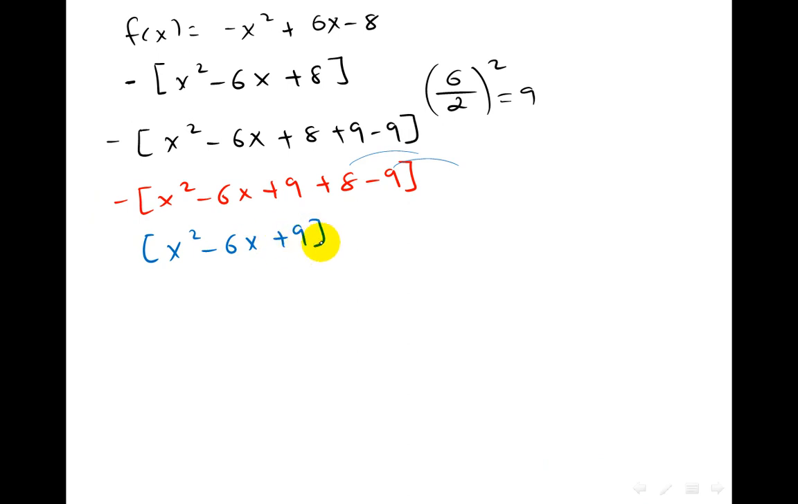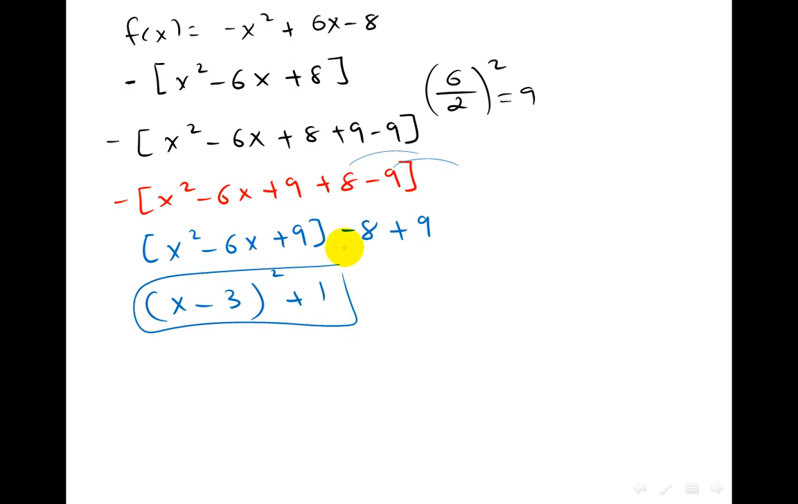This is my perfect square. 8 times negative will be negative 8, and negative times negative will give you here a positive 9. So change this one to a perfect square. It's going to be negative x minus 3 the whole square, minus 8 plus 9, which is plus 1. So this is my standard form. Okay, I'll sketch it in the next slide.